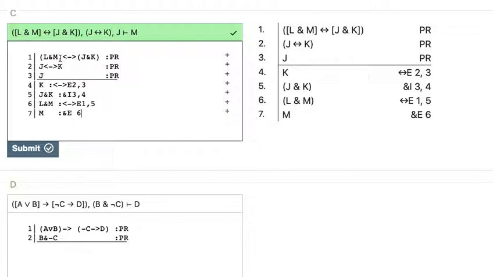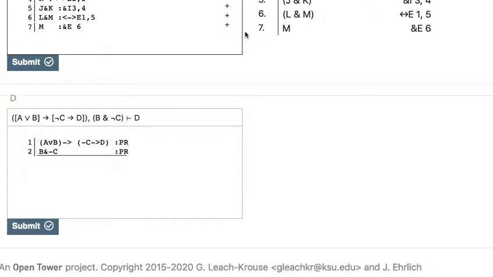It shows that given these premises, we can prove M. Carnap marks it with a check. Again, a reminder, if this were a homework problem, you'd want to click Submit. Okay, one last example. Take a look at this problem.